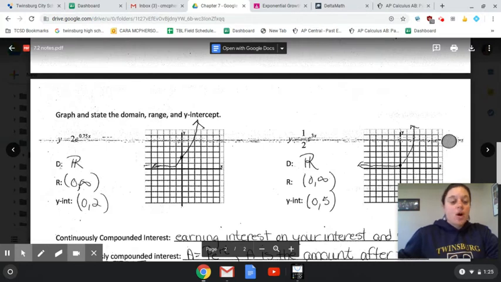My domain is always all real numbers, no matter what the equation is. My range is everything bigger than 0, so you can write it like this, or y greater than 0. And again, my y-intercept is whatever is the coefficient, and in this case it's a 2, so you can see it cross the axis at 2.